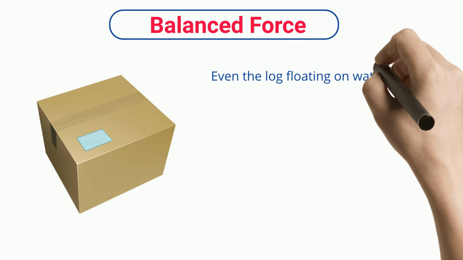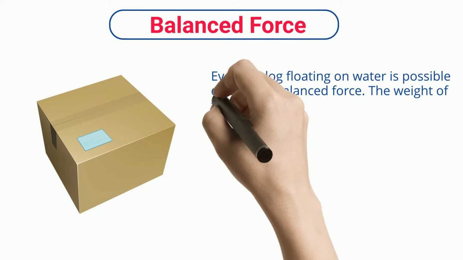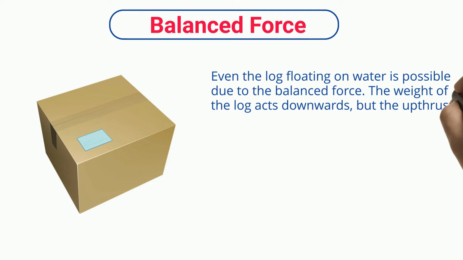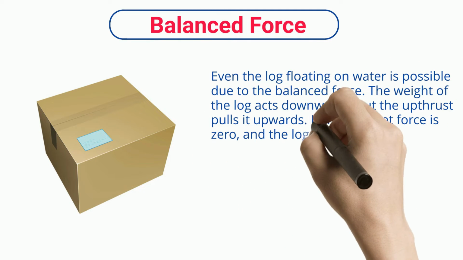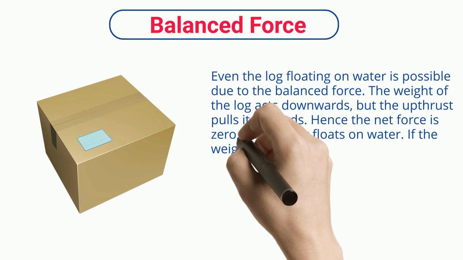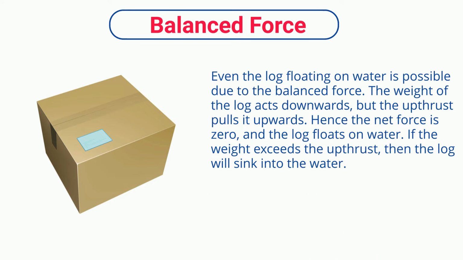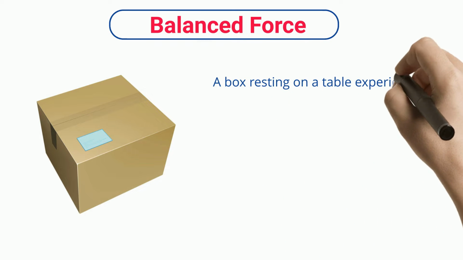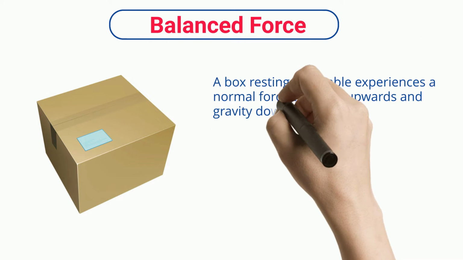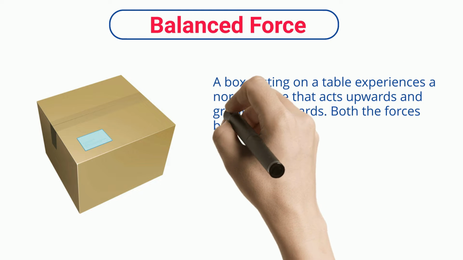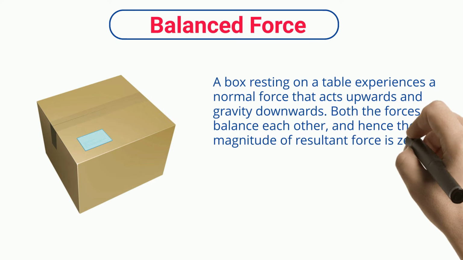Even a log floating on water is possible due to the balanced force. The weight of the log acts downwards, but the upthrust pulls it upwards. Hence the net force is 0, and the log floats on water. If the weight exceeds the upthrust, then the log will sink into the water. A box resting on a table experiences a normal force that acts upwards and gravity downwards. Both the forces balance each other, and hence the magnitude of resultant force is 0.